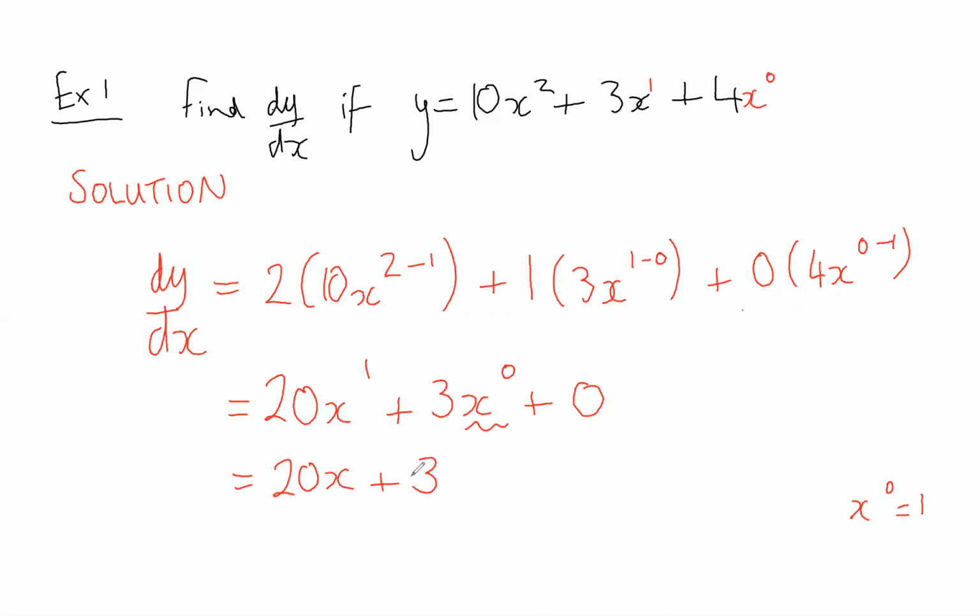So what I would do normally, and what I'm going to do from now on, is just say dy by dx, bring the 2 times 10 is 20, take away 1 just becomes x, and then any x term just becomes the number. Okay, so all this working out that I've shown, you don't need to do that.